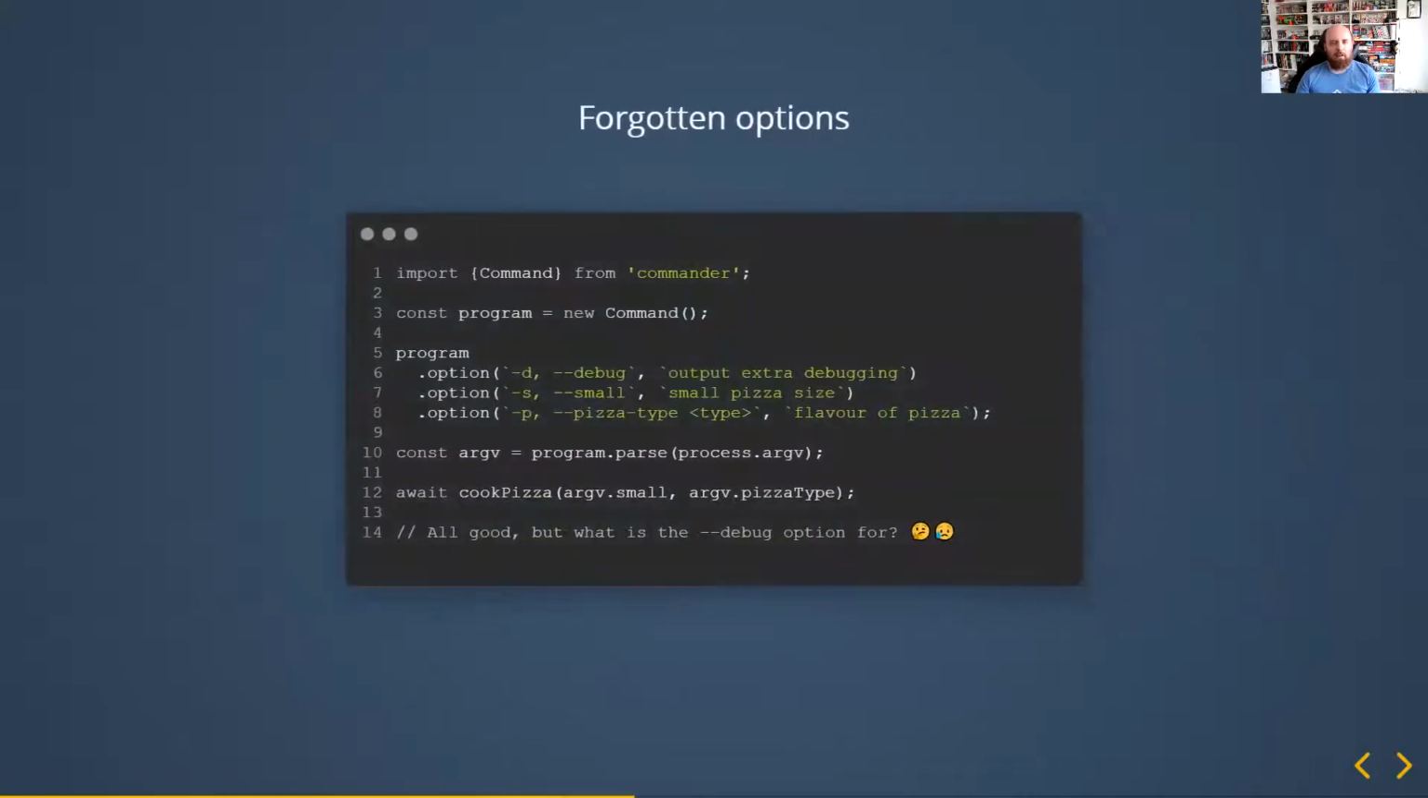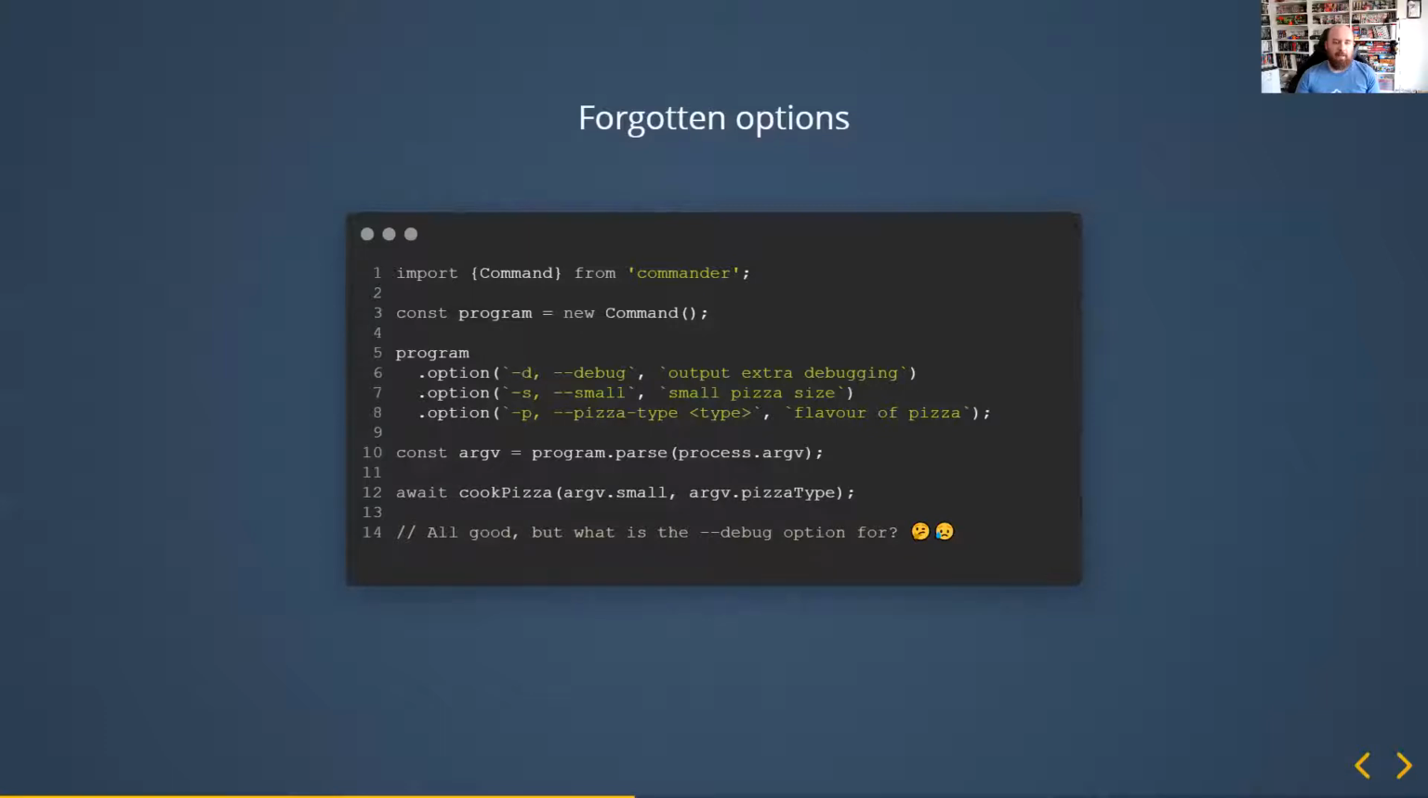And finally, another problem is forgotten options. So in this case, I have a commander and I declare the command and I parse it. If the user passes small and pizza type, then I pass them to cook pizza. That's all fine. But what is the debug option for? It doesn't do anything. We never use it. Shouldn't we be aware that we have something that we don't actually use?